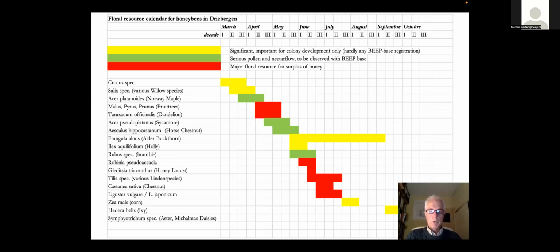And I'm looking forward to matching this calendar with the data from the BEEP bases I'm going to work with next summer. Will it be possible to link the influx of nectar to this calendar, and also will it give useful information for hive management in future years?